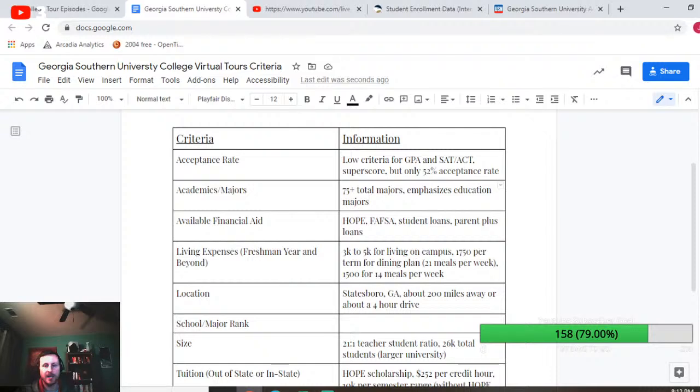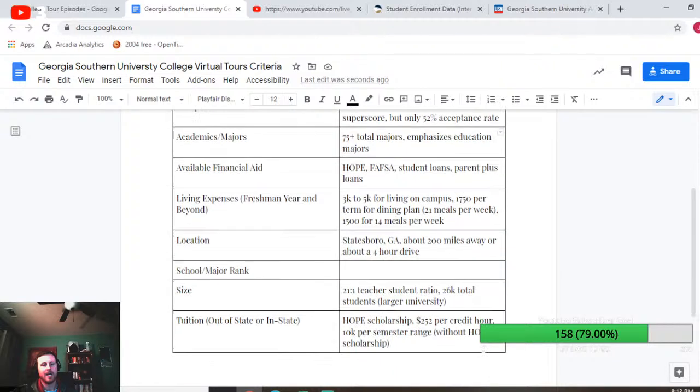$1,700 for a meal plan. I mean, you'll spend well over $1,700 in a semester if you go to even fast food places three times a day or something like that. So that's reasonable in my opinion.